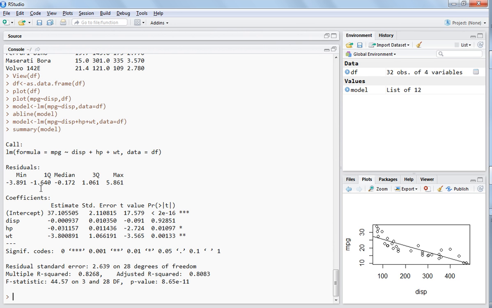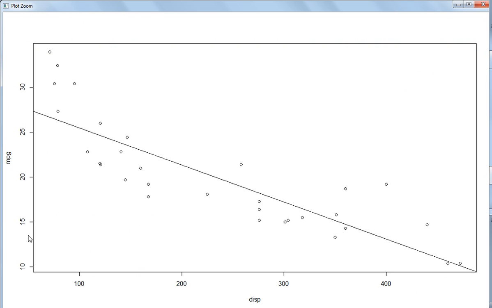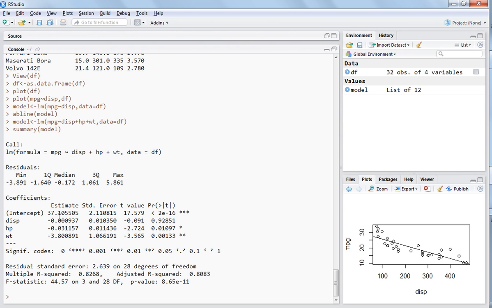Residuals are the errors, the same errors which I explained to you. The minimum error is negative, and I told you these are negative errors, and the positive errors are 0.5, 0.8. Coefficients start with the intercept. What is the intercept? If you see the plot, this is called the intercept. The intercept is around 28 or something like that. The Y intercept.